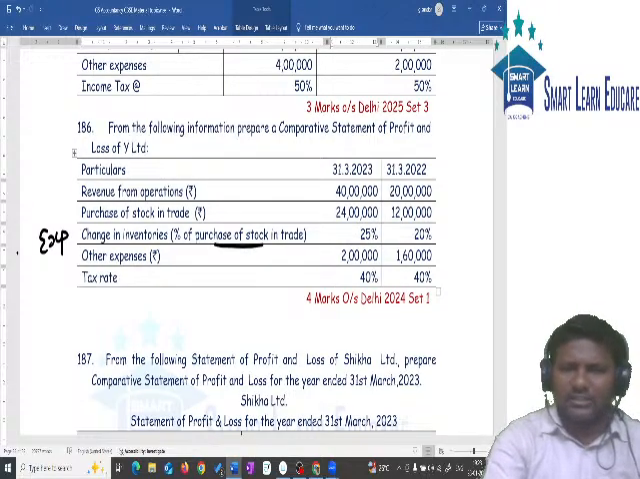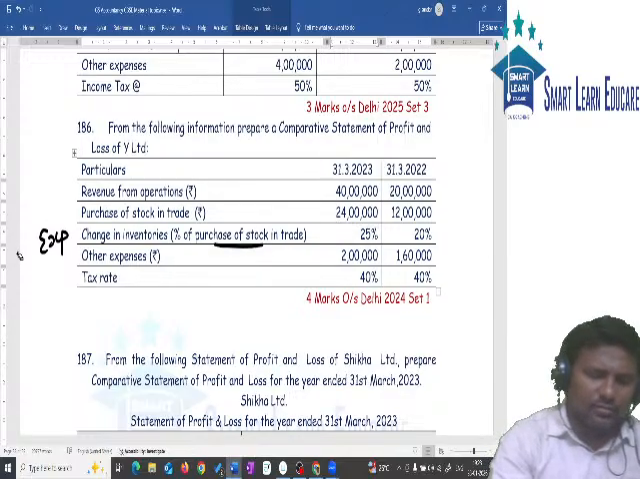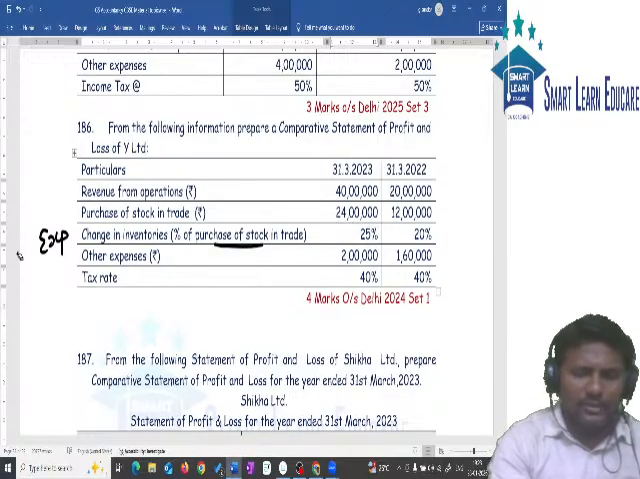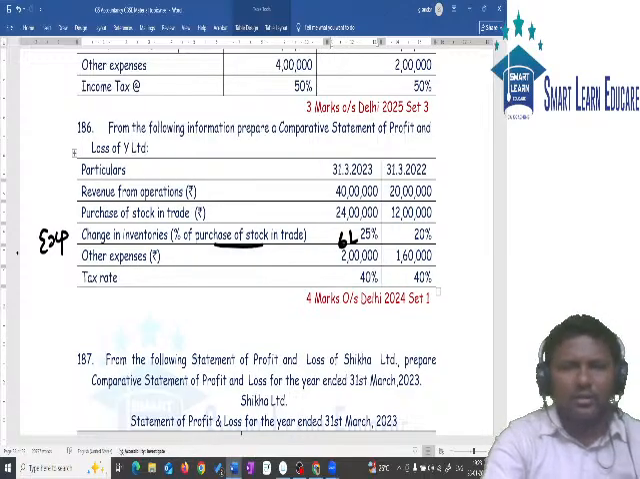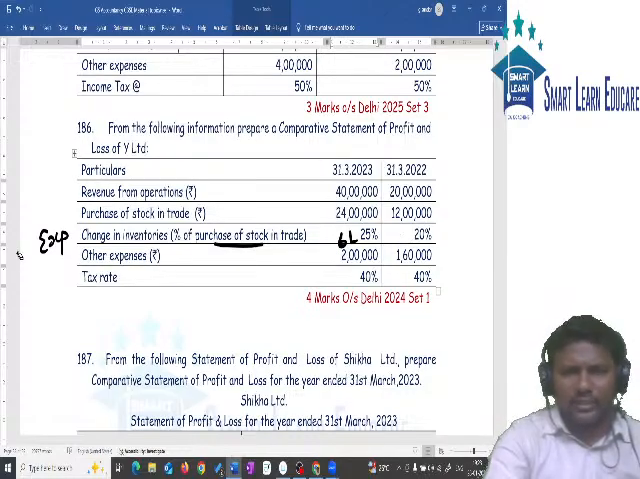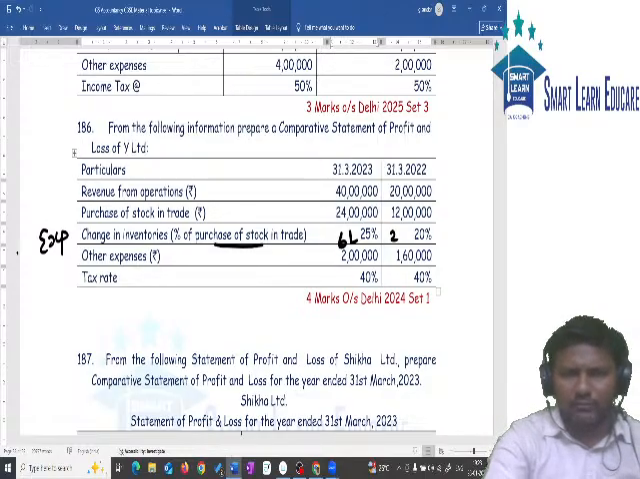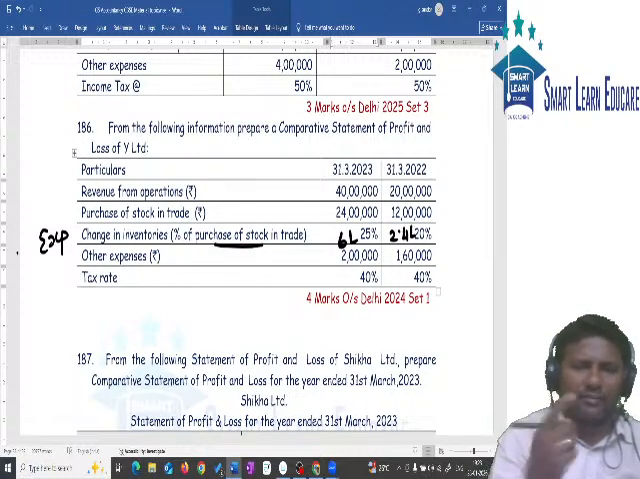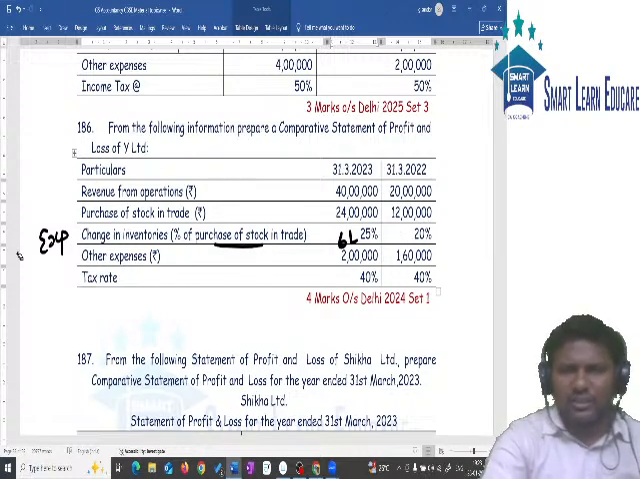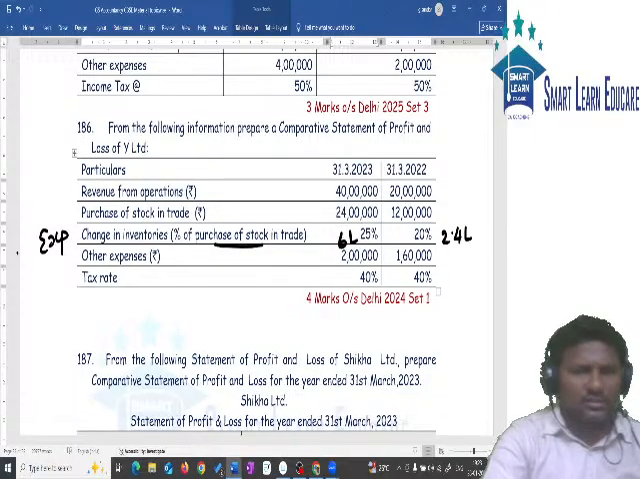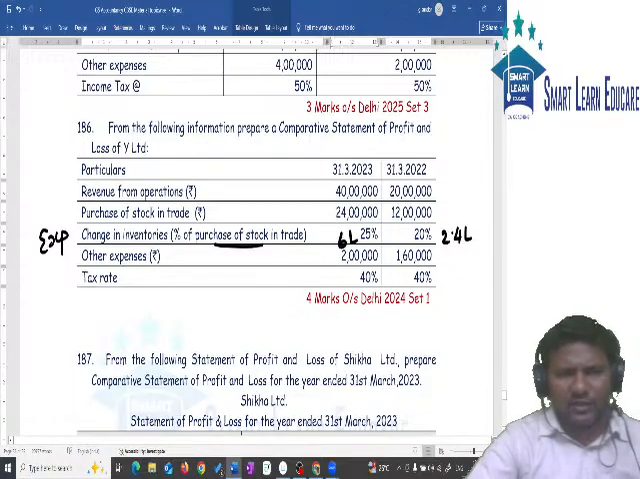25 percentage on purchase of stock, meaning 24 lakh into 25 percentage, the amount comes to 6 lakh. Here it is 12 lakh into 20 percentage, which will give you 2 lakh 40,000. Instead of directly giving the amount, they have given a percentage, so this percentage should be applied on purchases. Other expense is given as 2 lakh and 1 lakh 60,000. Tax rate is 40 percentage.